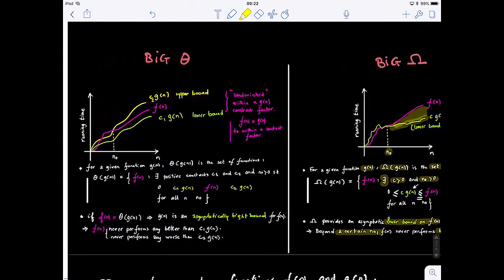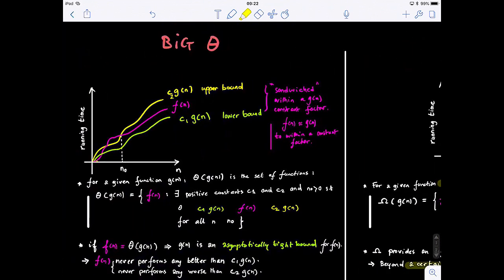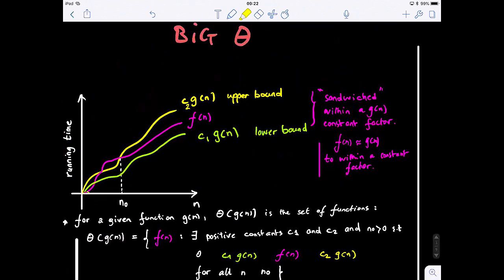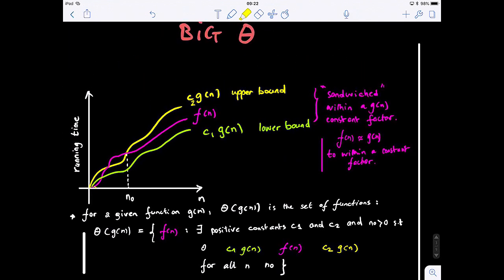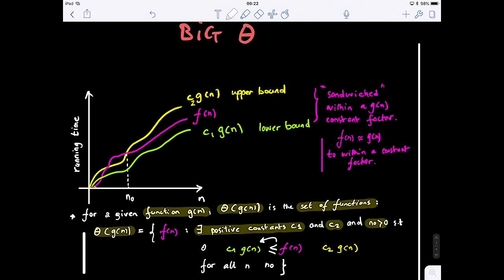Now let's look at the other one, the big theta. So we looked at worst, big O, big omega, best, and now the middle case. So here, for a given function g of n, theta of g of n is the class of functions that satisfy basically this definition. So there exist positive constants c1 and c2, and a positive integer n0 in such a way that now we have our f of n sandwiched between these two functions. So it's bounded between them.